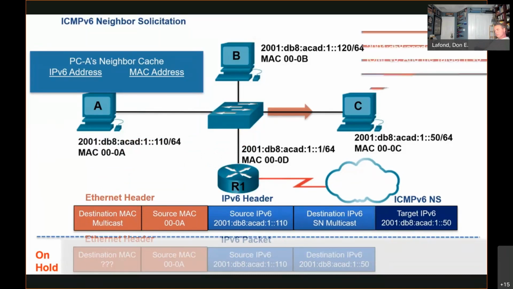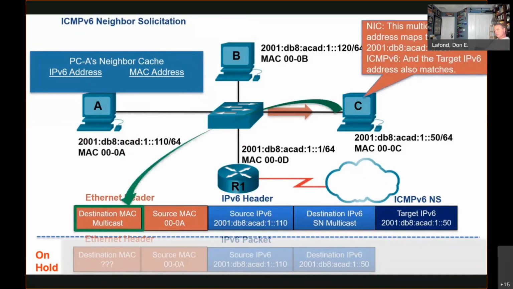This time, the Ethernet multicast MAC address matches a MAC address associated with host C, specifically the one mapped to host C's IPv6 solicited node multicast address. Therefore, host C accepts the frame and passes it up to its IPv6 process and then its ICMPv6 process. The target IPv6 address in the ICMPv6 header matches its own IPv6 global unicast address, so host C knows it is the target of this neighbor solicitation message.